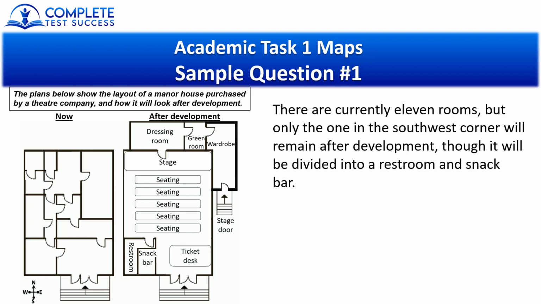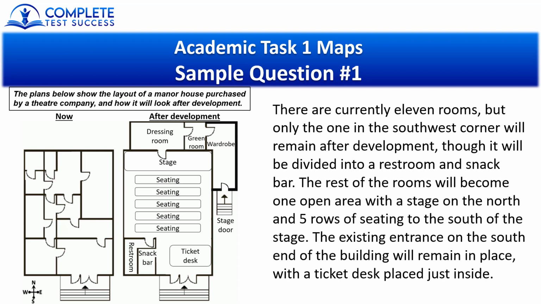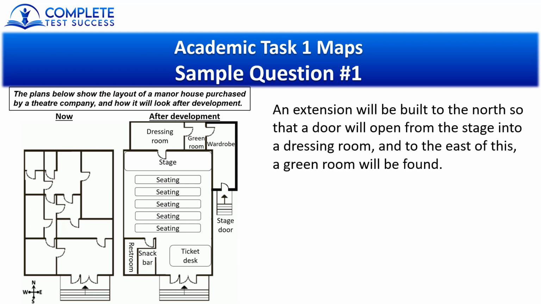And continuing the first details paragraph, I'll say, the rest of the rooms will become one open area with a stage on the north and 5 rows of seating to the south of the stage. The existing entrance on the south end of the building will remain in place with a ticket desk placed just inside.